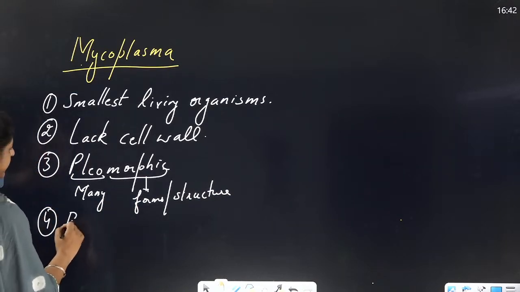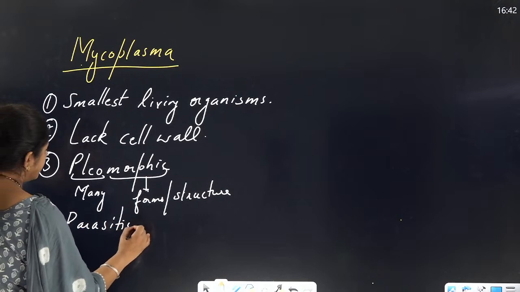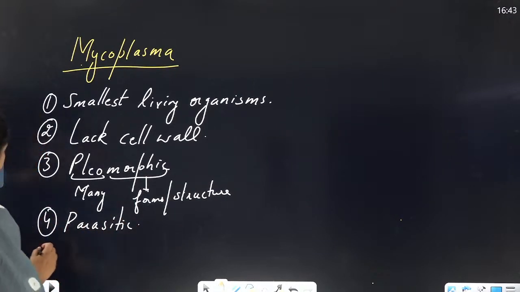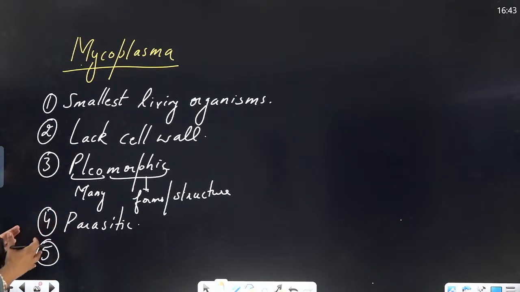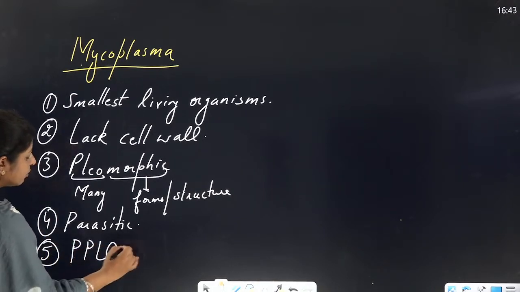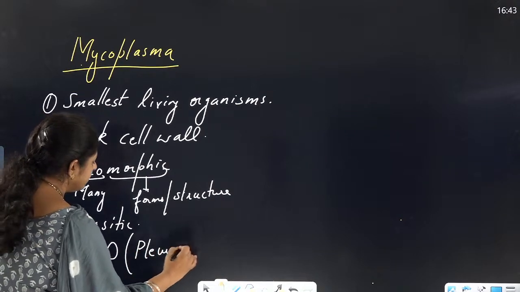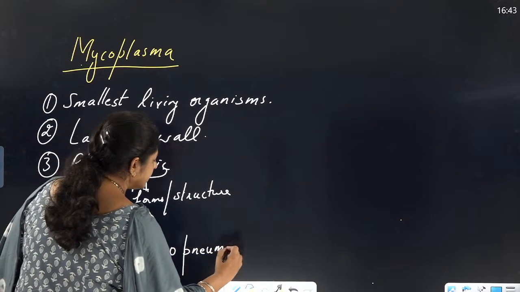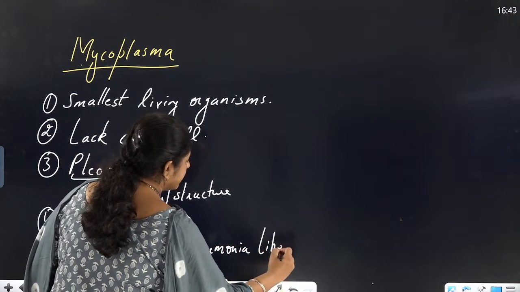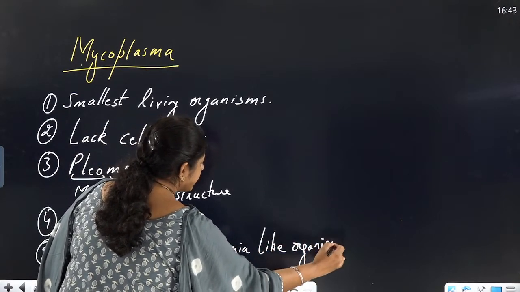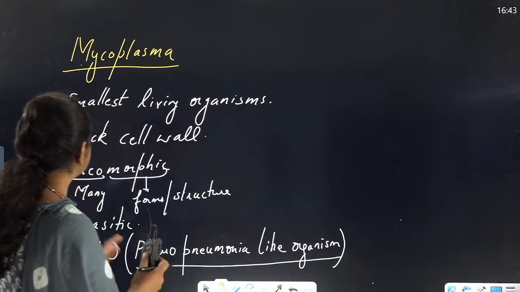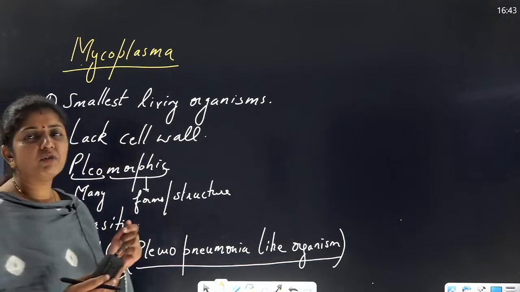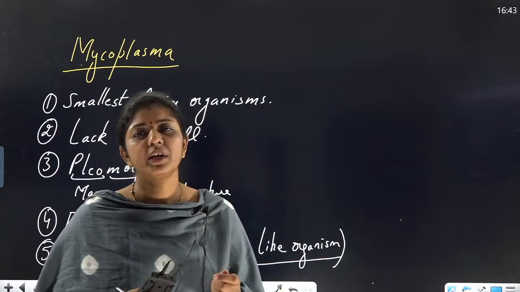And they are also parasitic. Parasitic means they can be disease causing. So Mycoplasma, smallest, lacking cell wall, pleomorphic, parasitic, you even call them PPLO. What is PPLO? Pleuropneumonia like organism. This was its initial name, pleuropneumonia like living organism. So these are features of Mycoplasma, a group under kingdom Monera.